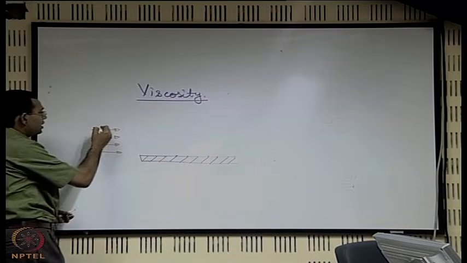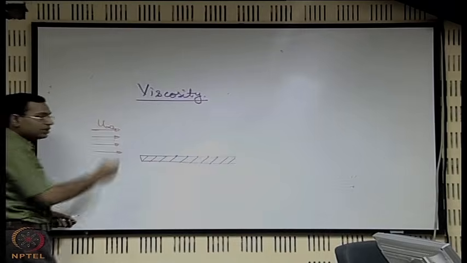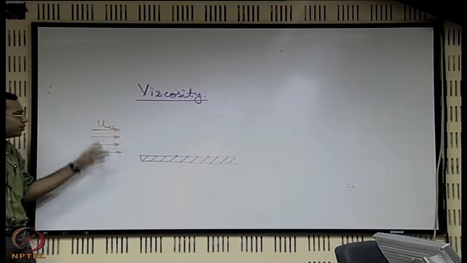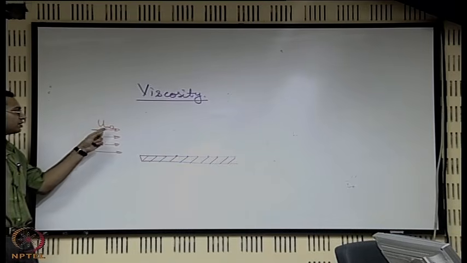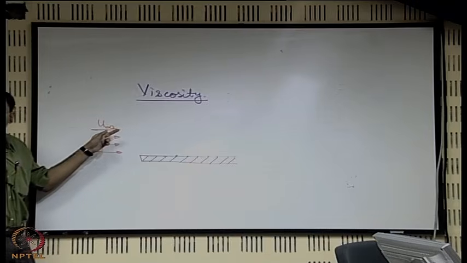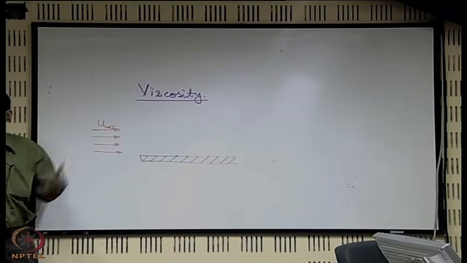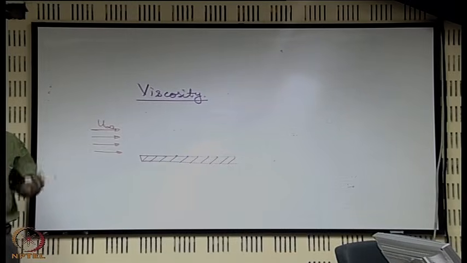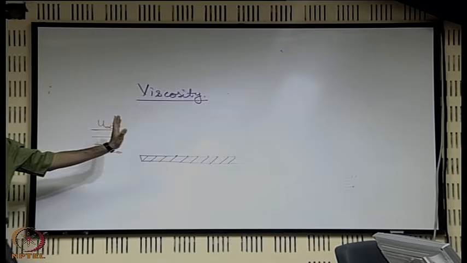So, let us say that the fluid is coming with a uniform velocity from a free stream. In fluid mechanics, usually we give such a symbol, infinity with a subscript, to indicate that it is a free stream condition. So, infinity subscript is like a free stream velocity. So, it is coming with a uniform free stream velocity.